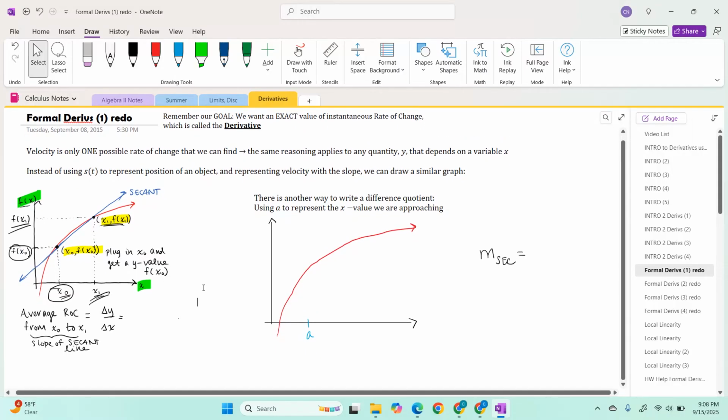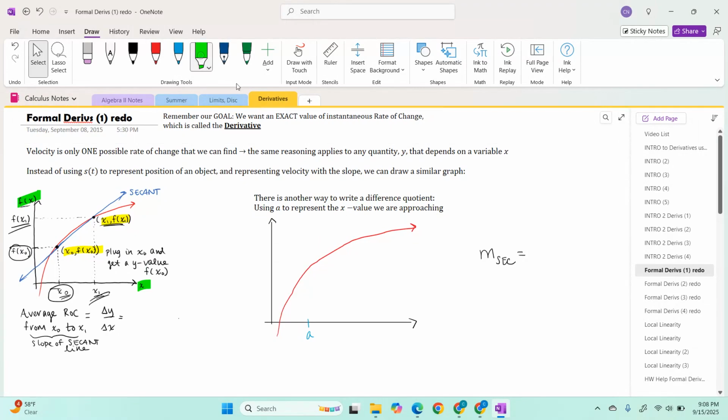So our main goal in this video is to find an exact value of the instantaneous rate of change. That's going to be called the derivative. The whole goal of unit 2 and 3 in calculus is to find a derivative. Again, rate of change at a single instant. We don't want to have to just approximate anymore. We want to get exact. So what we have here is the secant line slope, which is the average rate of change. So average rate of change is secant line slope.